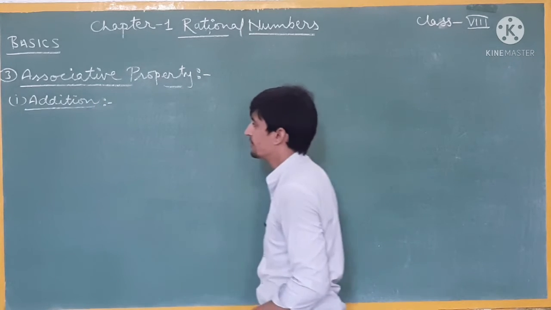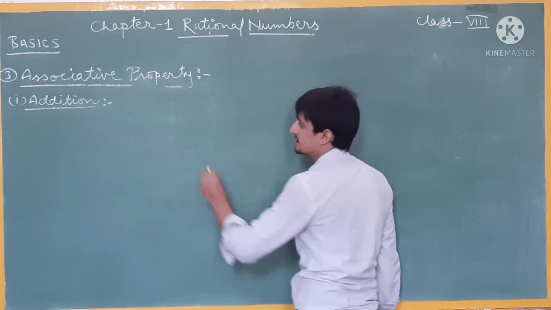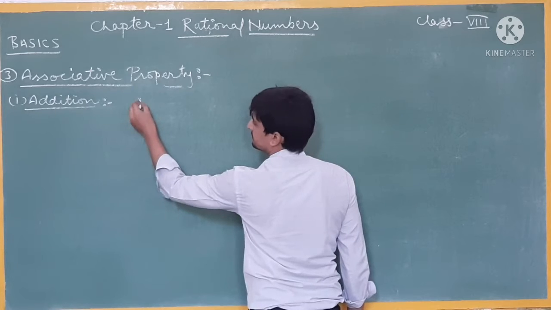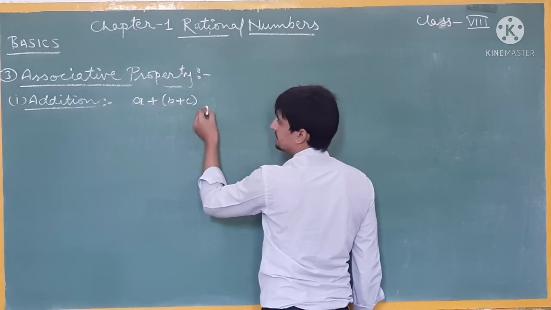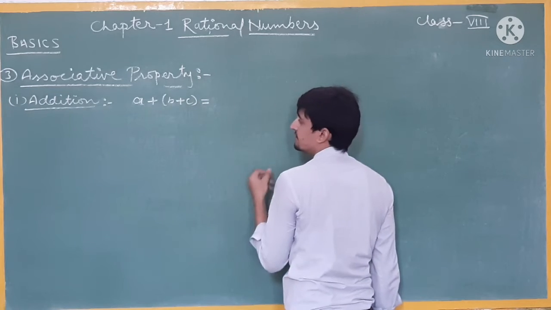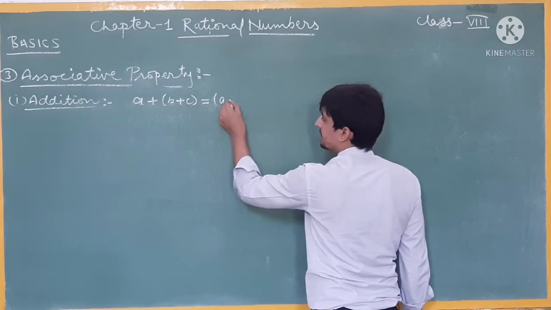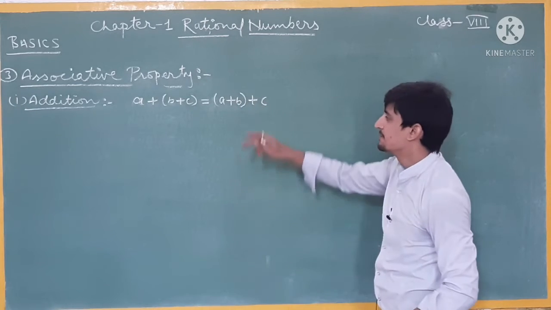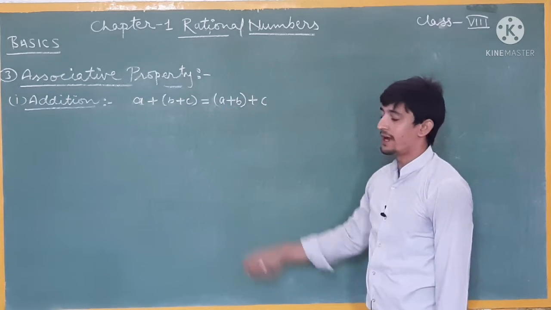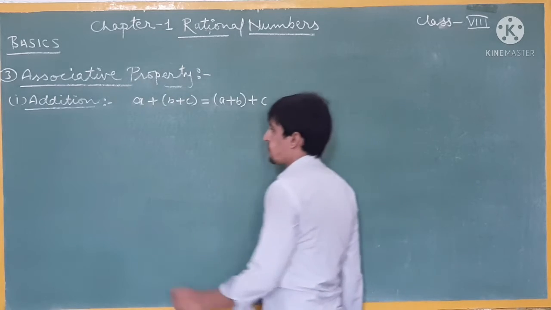The condition for the associative property in addition is a plus (b plus c) is always equal to (a plus b) plus c. This is the must condition for addition in the associative property.